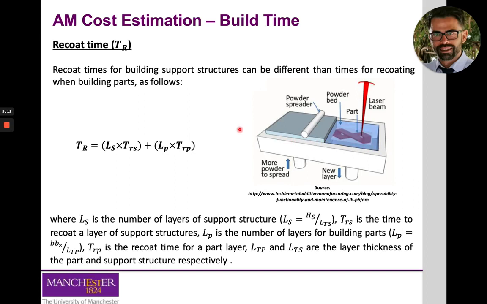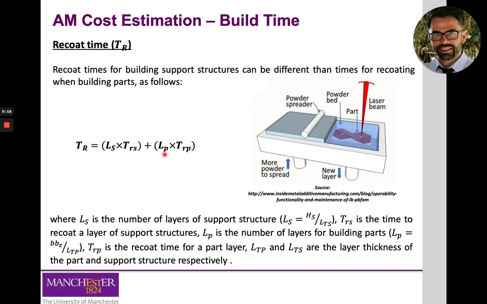So in terms of recoat times for support structures, as we've said, this will have two major components. One, the time required to recoat the support structures, and the other, the time required to recoat the building material. The time required to recoat the support structures is simply the number of layers of those support structures multiplied by the time to recoat the support structures. And the same applies in terms of the building material, where we multiply the time required to recoat the building structures times the number of layers of our parts.